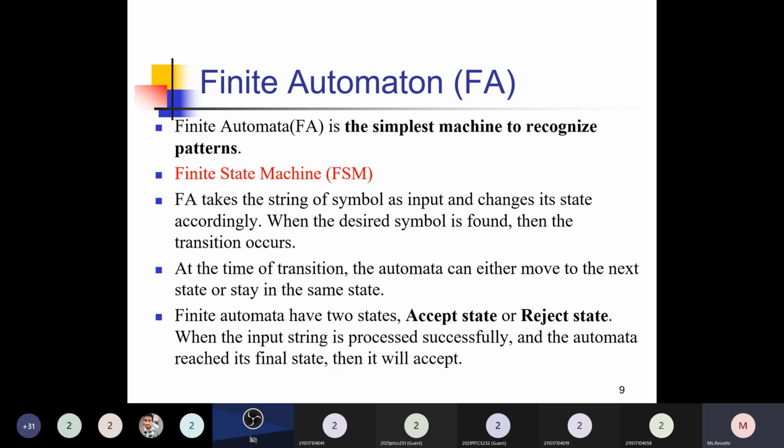And then what about the next one? Finite automata takes a string of symbols as input and changes its state accordingly. When the desired symbol is found, the transition occurs. At the time of transition, the automata can either move to the next state or stay in the same state. If it is a valid symbol, the finite automata moves to the next state. If it is an invalid symbol, it stays in the same state. So this is the basics of our finite automata.